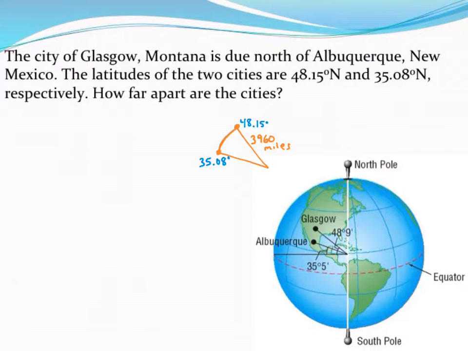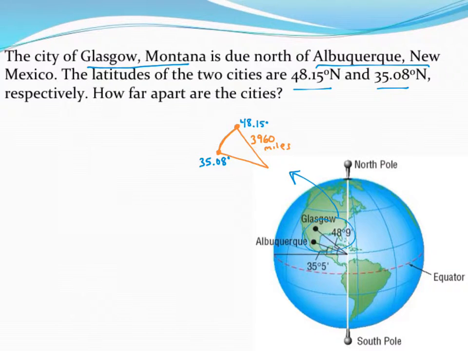All right, so the two cities that we're going to take a look at are going to be Glasgow, Montana, wherever that is, and Albuquerque, New Mexico. We're told that they're directly north and south of each other, and we're given the latitudes of the two cities right here. So I've gone ahead and redrawn this part of the picture out here.